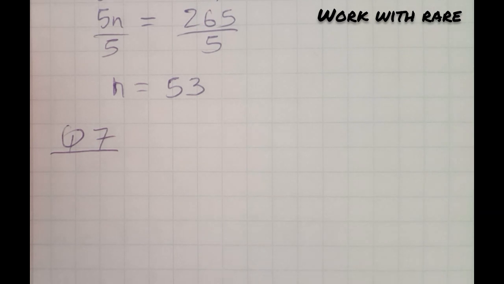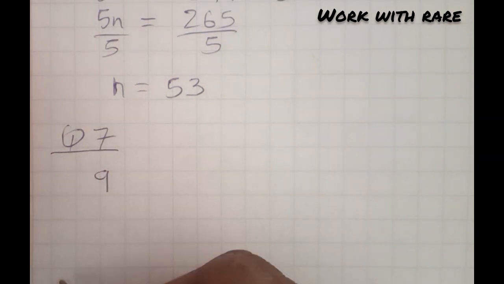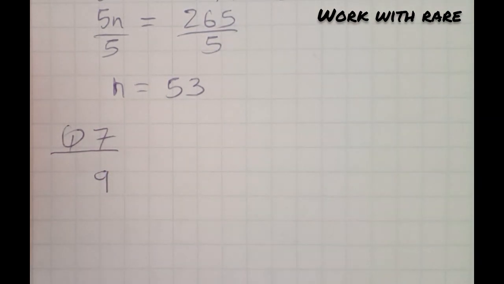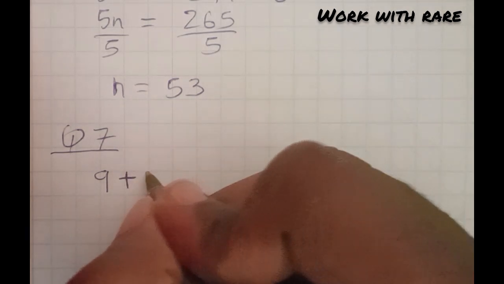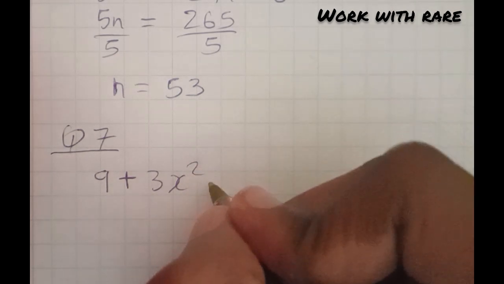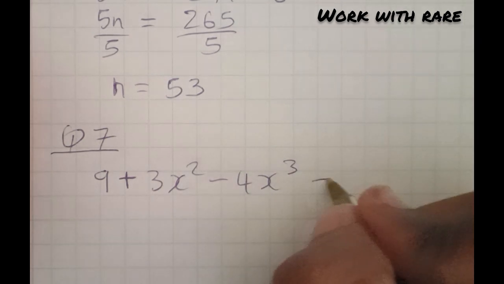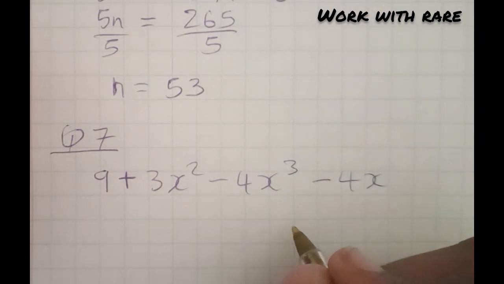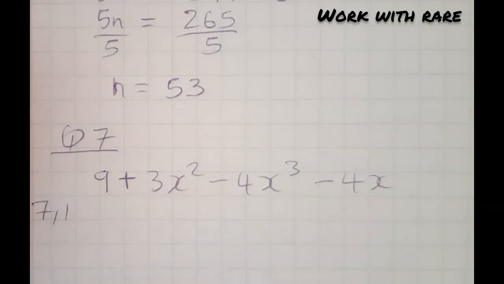Now let me write the expression, not my expression, their expression. Here it will be 9 plus 3x squared minus 4x cubed minus 4x. So 7.1 says, rewrite the expression in descending order.